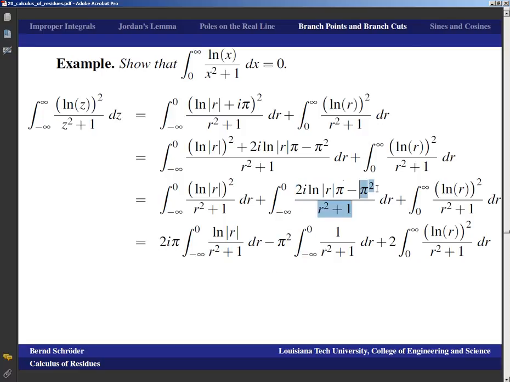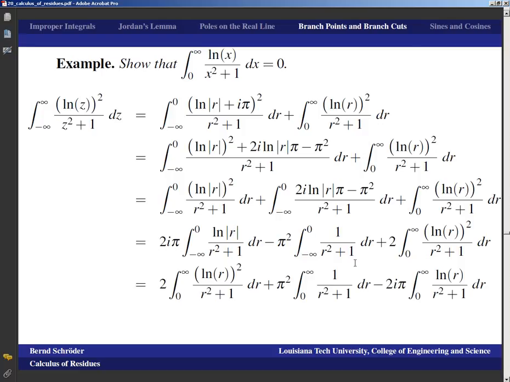And then we have the minus π squared times the integral from negative infinity to 0 of 1 over r squared plus 1. And now finally, we just resort that and change the integrals all to 0 to infinity. We've got 2 times the integral of ln r squared divided by r squared plus 1. That ends up being here. Because we now, rather than going from minus infinity to 0, we want to go from 0 to infinity. That should still have the same signs. Give me just a minute.